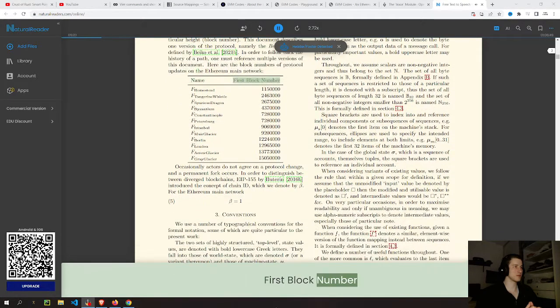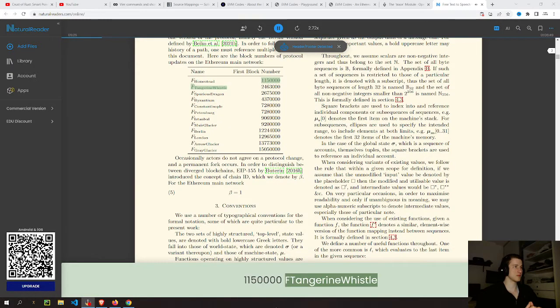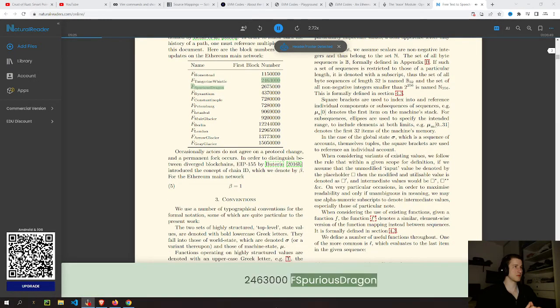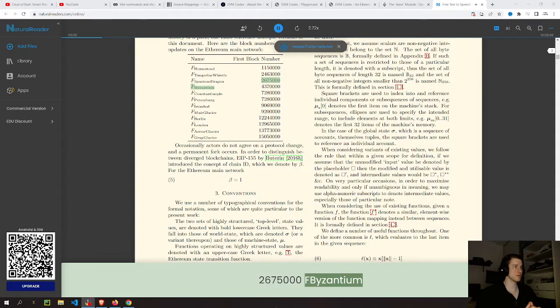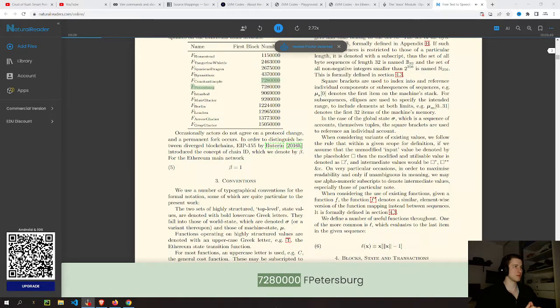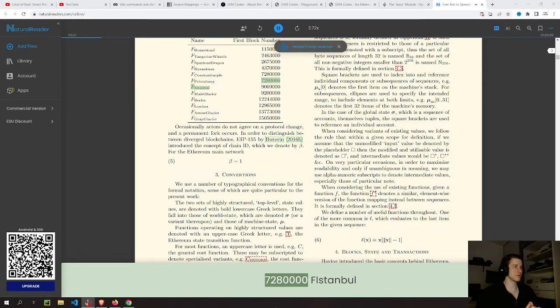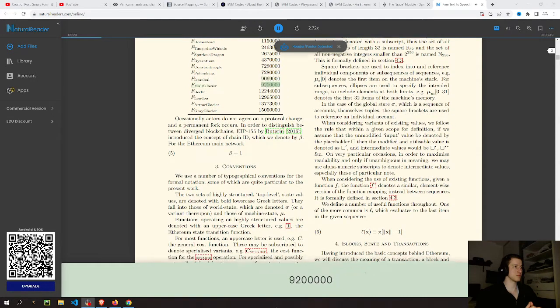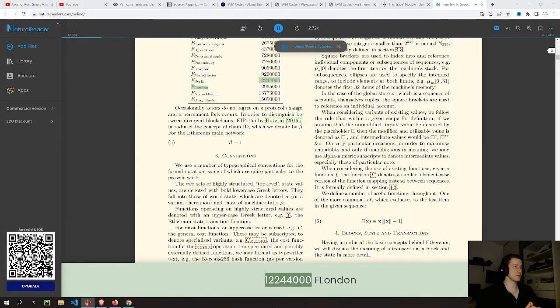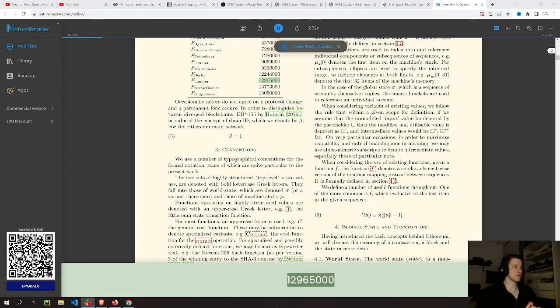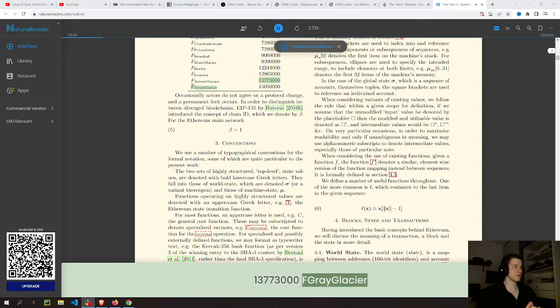Name, first block number. Homestead: 1,150,000. Tangerine Whistle: 2,463,000. Spurious Dragon: 2,675,000. Byzantium: 4,370,000. Constantinople: 7,280,000. Petersburg: 7,280,000. Istanbul: 9,069,000. Muir Glacier: 9,200,000. Berlin: 12,244,000. London: 12,965,000. Arrow Glacier: 13,773,000.